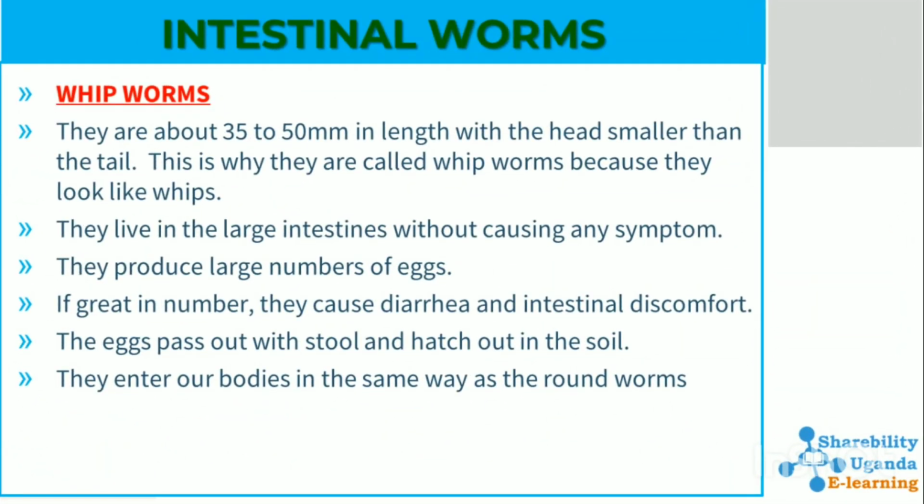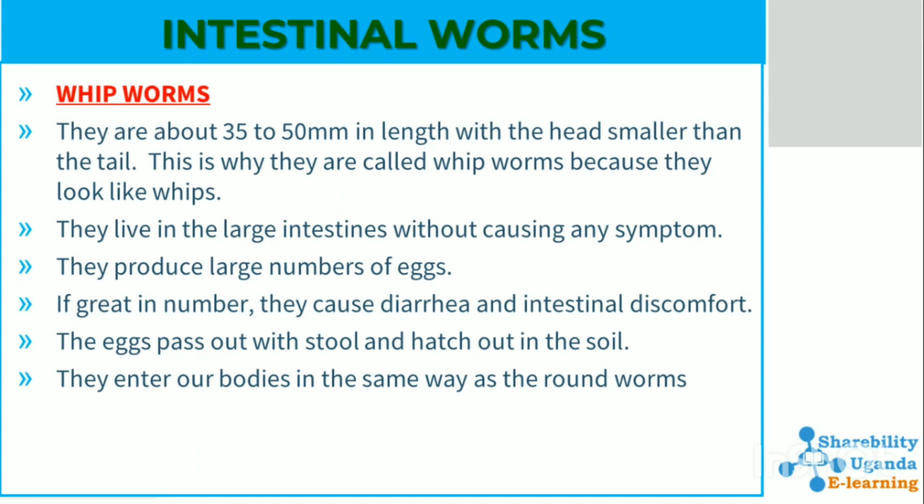Another type of worms is whipworms. They are about 35 to 50 millimeters in length, with the head smaller than the tail. This is why they are called whipworms, because they look like whips. One part is big and the other part is small. They appear like whips. They live in the large intestines without causing any symptoms.